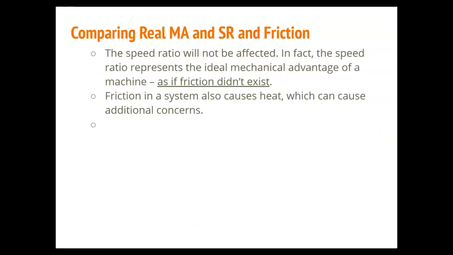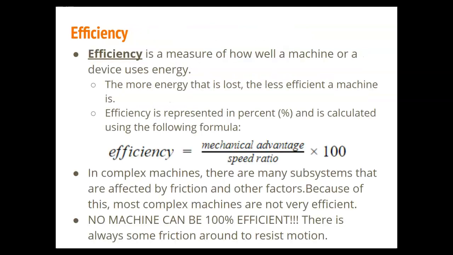Speed ratio is not going to be affected. In fact, speed ratio represents the ideal mechanical advantage of a machine as if friction doesn't exist. Friction in a system also causes heat, which will cause additional concerns, particularly in engines and things like that.